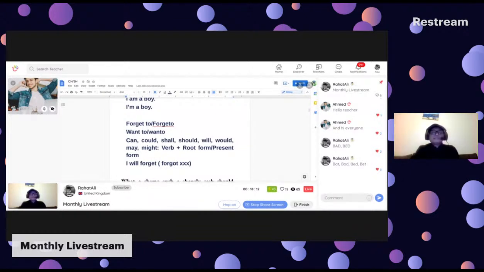Very good. So once again, Ahmed, remember these verbs are called modal verbs as well. Can, could, shall, should, will, would, may, might. These are all modal verbs. And after modal verbs, we must use the root form of the verb. We do not use any other form of the verb, without any preposition.